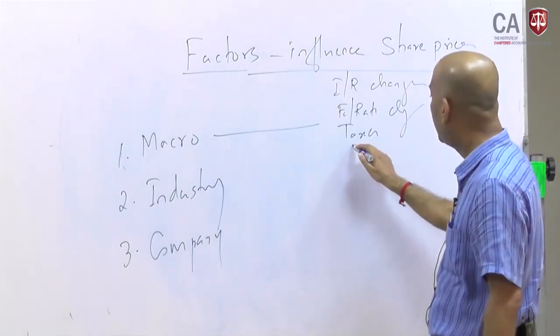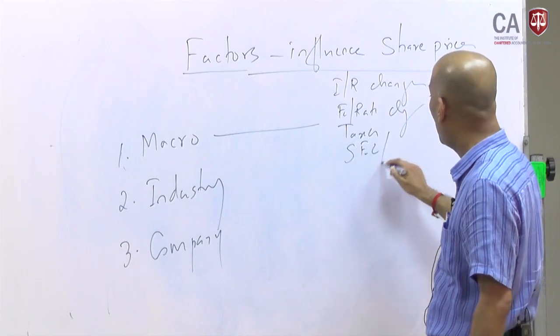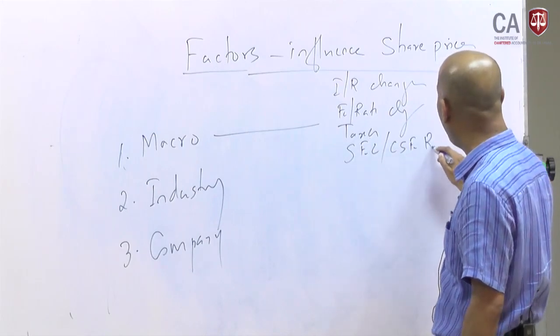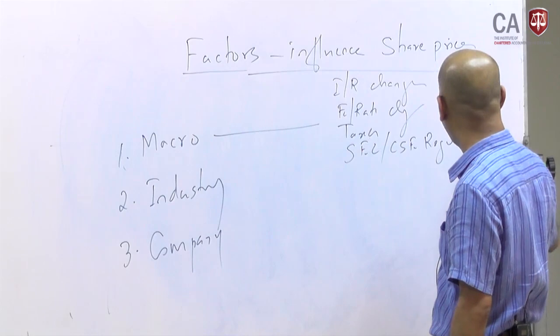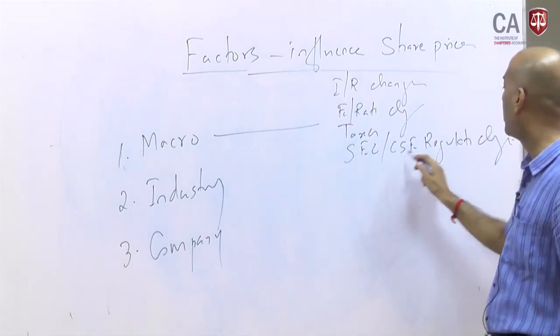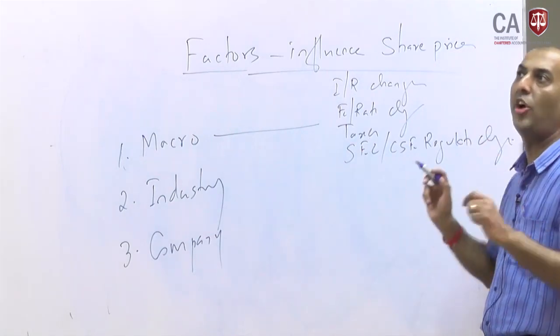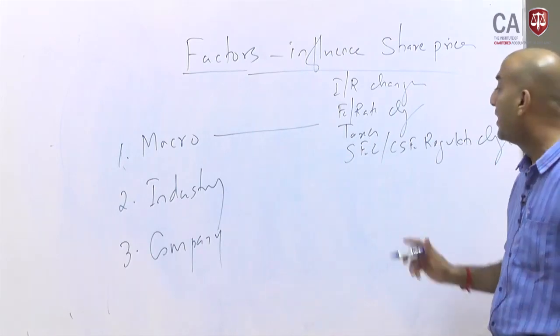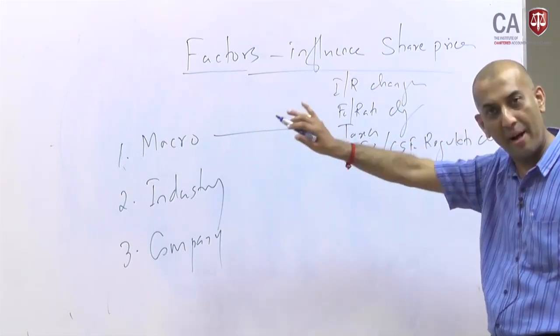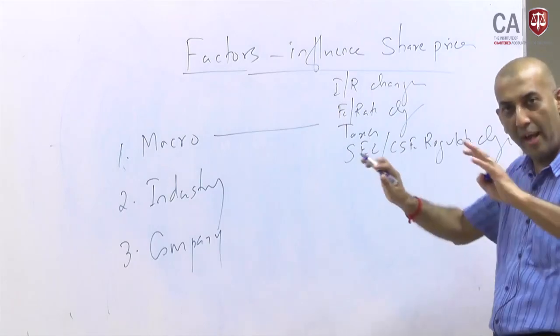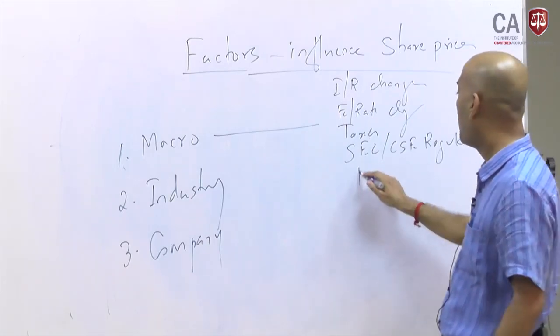So macro impact. Fourth, SEC or CSE regulation changes. If the SEC or CSE regulations are changed, there is an impact on share prices for the entire market. Not one share, two shares, the entire market gets affected. Then political.